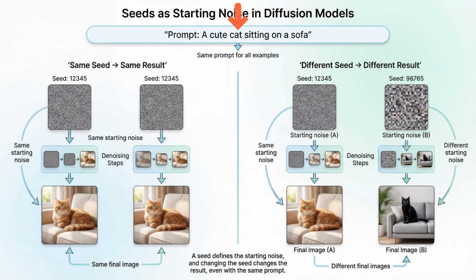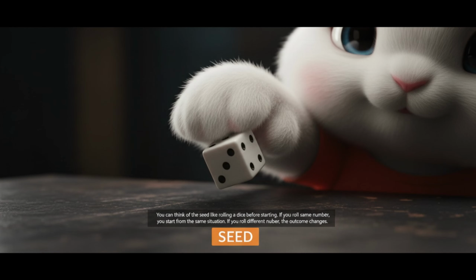If you use the same prompt, the same settings, and the same seed, you will get the same image every time. If you change the seed, you change the starting noise, and the final image will be different. The prompt guides the process, but the seed decides the starting point. Different starting noise leads to different results, even when everything else stays the same. You can think of the seed like rolling a dice before starting. If you roll the same number, you start from the same situation. If you roll a different number, the outcome changes.